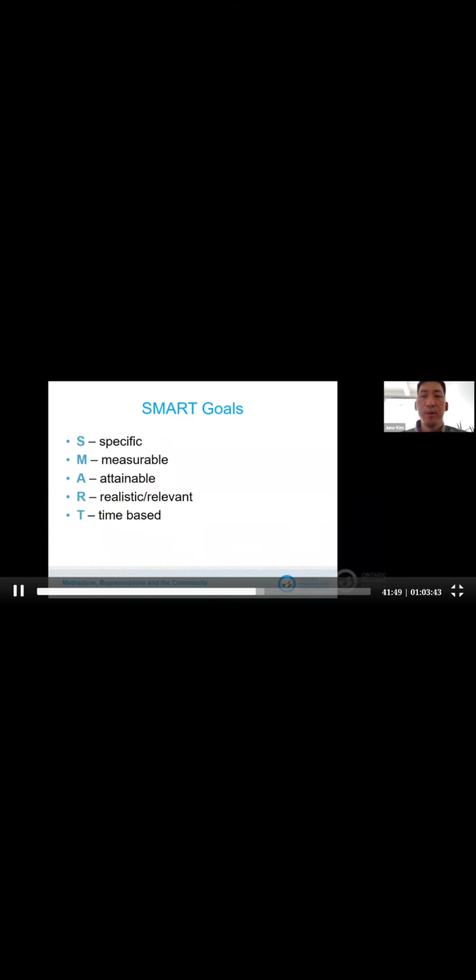So a little briefly about SMART goals. We want patients to have goals, but we want those goals to be SMART goals. And what are SMART goals? They stand for specific, measurable, attainable, realistic, and time-based.